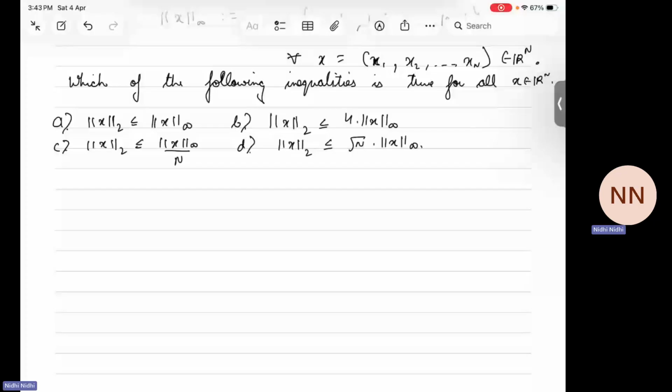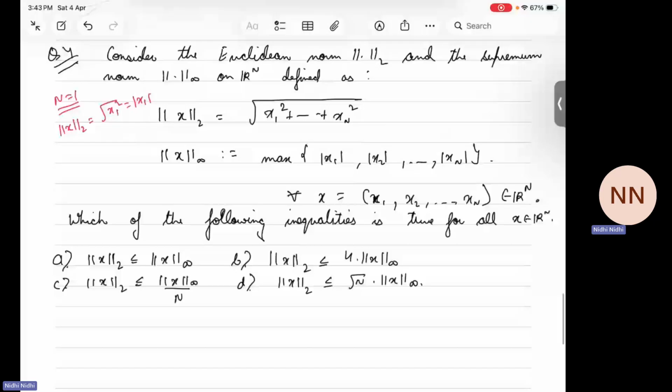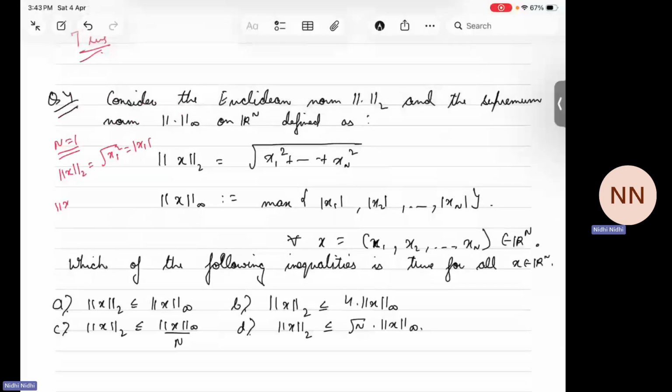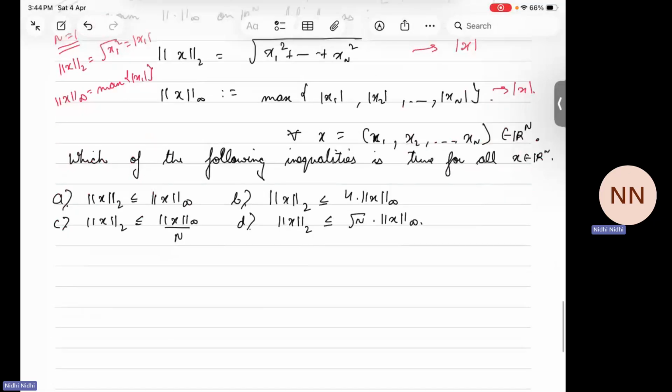Okay. So in that case, the supremum norm for n equals 1 will be the maximum over, again, just mod x1. That means all of them are just equal to the mod x function. So I would like you to understand that this norm is kind of a generalization of the modulus function. It generalizes what the modulus function does for higher dimensional spaces such as Rn. In fact, we'll see some other nonlinear spaces as well. So, let's solve this problem first.